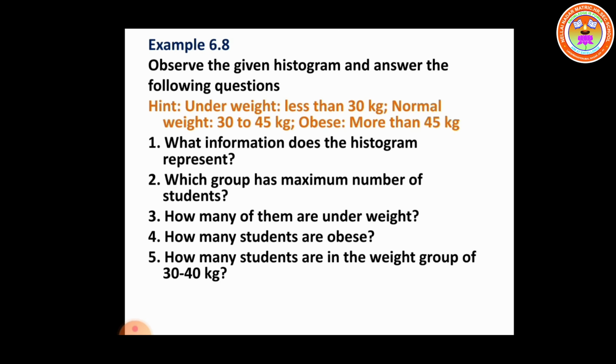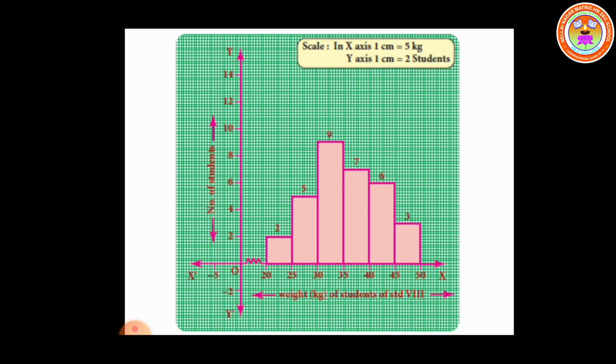First one, what information does the histogram represent? Second one, which group has the maximum number of students? Third one, how many of them are underweight? Fourth one, how many students are obese? Fifth one, how many students are in the weight group of 30 to 40 kg? Let us see the given graph.